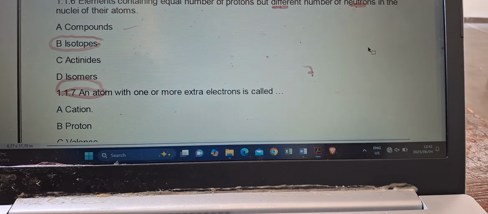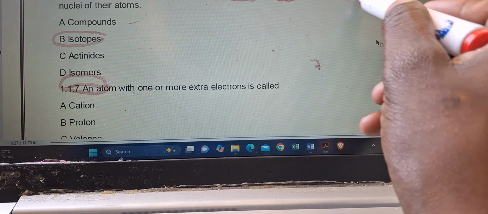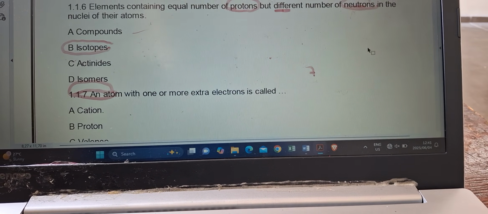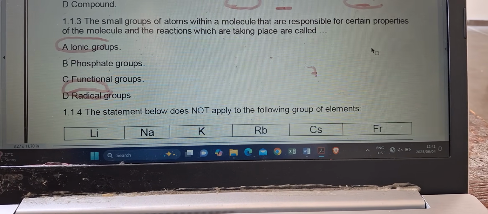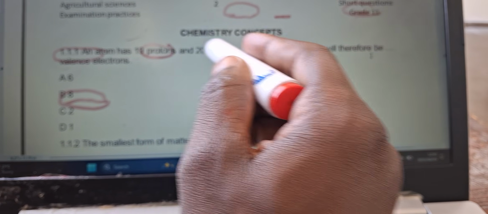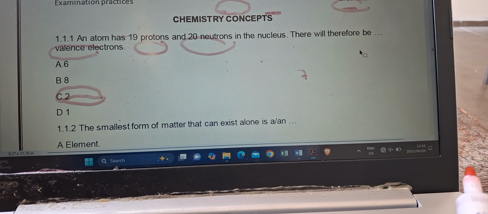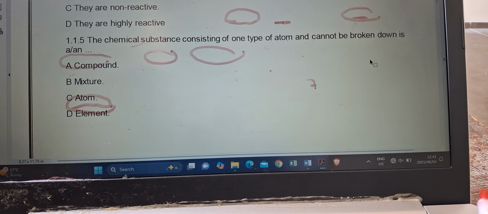Isotopes are elements that have equal number of protons but different number of what? Of neutrons. Like the one that we had on the first question here. This one is an isotope. Look at the protons, they are 19, and the neutrons are 20. So this element of ours will be an isotope.